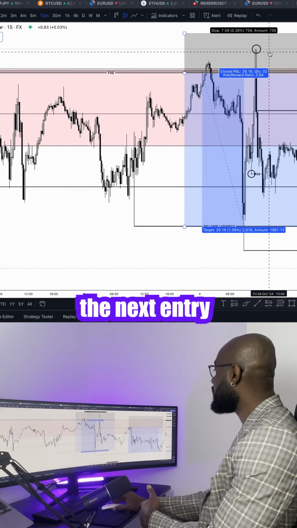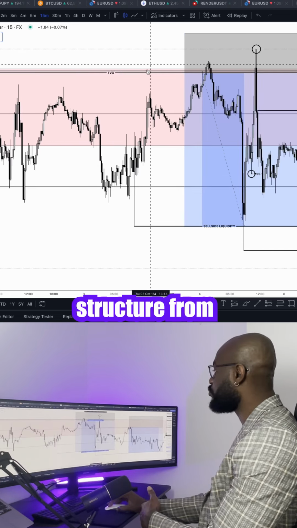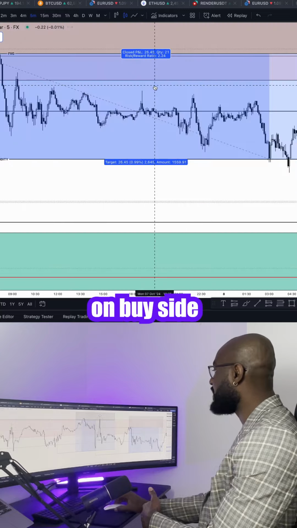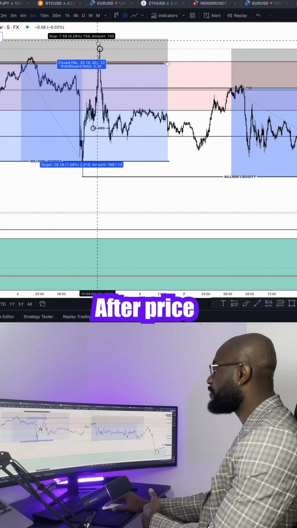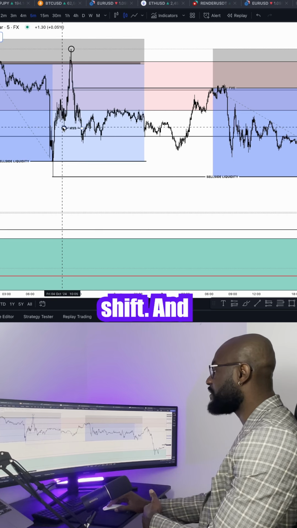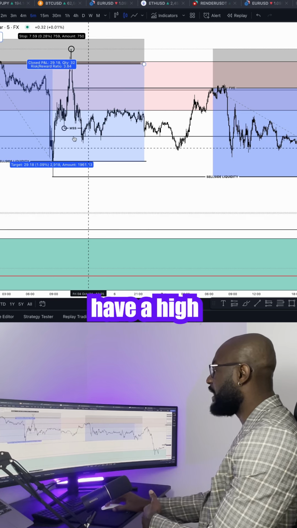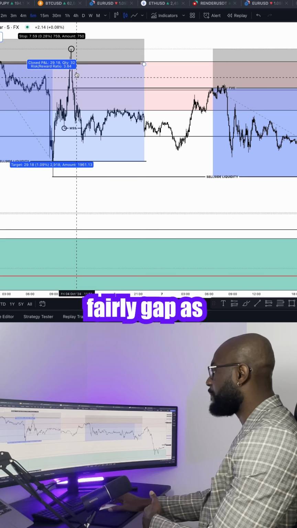And after that, for the next entry, I'm waiting for a 5-minute shift of market structure from this key level after a run on buy side liquidity. And right here, you can see this is the buy side liquidity. After price took that liquidity, I wanted to see a 5-minute shift. And right here, we'll have a low, we'll have a high, break of structure. I'm using this fair value gap as an entry.